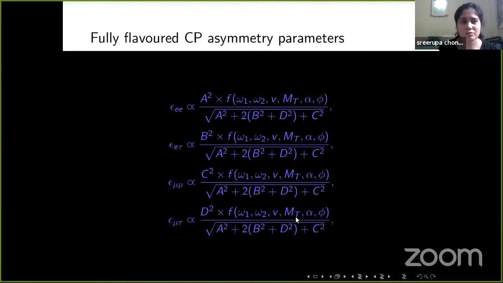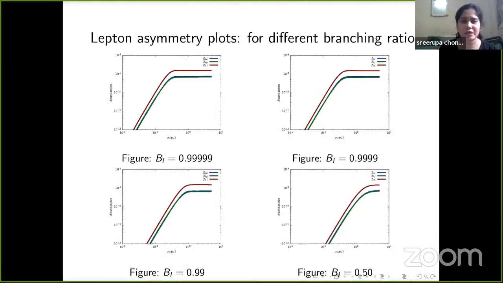By using all these CP asymmetry parameters, after solving a set of fully flavored Boltzmann equations numerically, we obtain the lepton asymmetries for each flavor, and we plot those asymmetries against z, which is the ratio of the triplet mass M and the decreasing temperature of the universe T. We do the plots by taking different values of branching ratios. Here we obtain the final saturated value of the lepton asymmetry, and it is also observed from these plots that as long as the purely flavored condition is satisfied, hierarchical branching ratio does not cause any change in the efficiency of the leptogenesis.